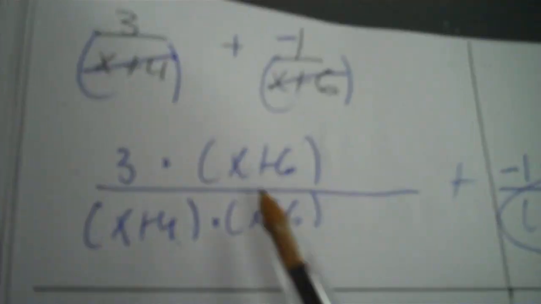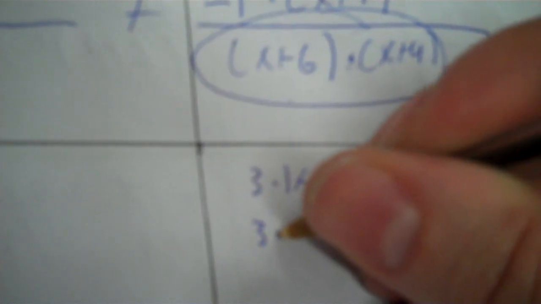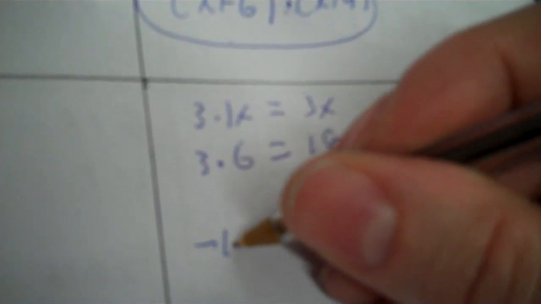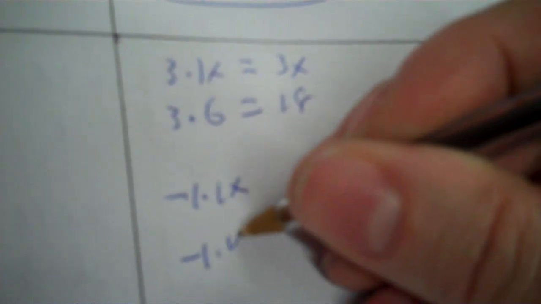Now, figure out what comes out of the first. You obviously need to distribute the 3. Not FOIL. What I'm doing right there is called distributing. So you got 3x and 18. Then over here you distribute the negative 1. Negative 1 times 1x, negative 1 times 4. Okay. Negative 1x minus 4.